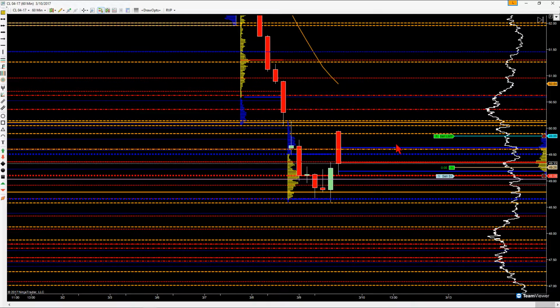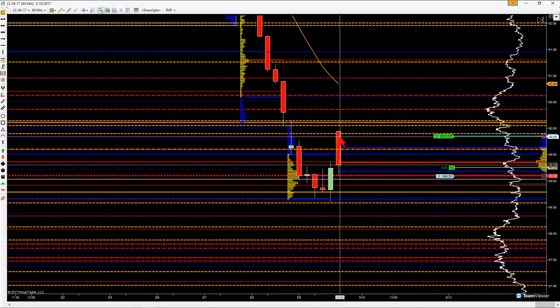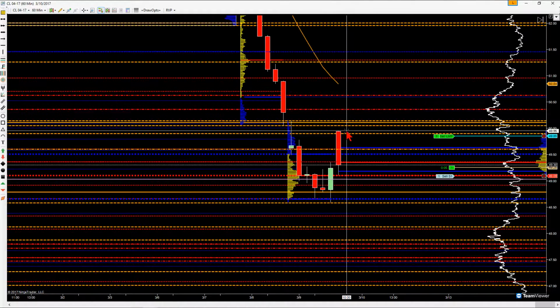Right now what we're looking at, and I don't know that this will be the case, is: did we exhaust our move to the downside? Did we get back to yesterday's VPOC? We've now tested down here. Now can we turn back up and continue the move from yesterday? We came into the close up.